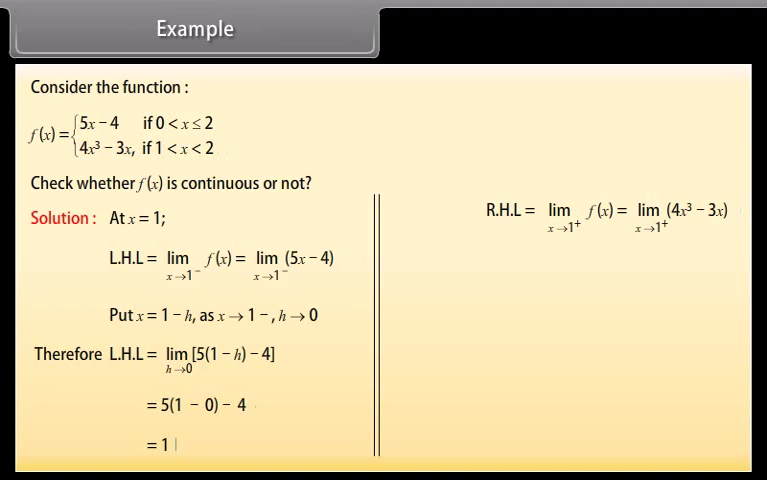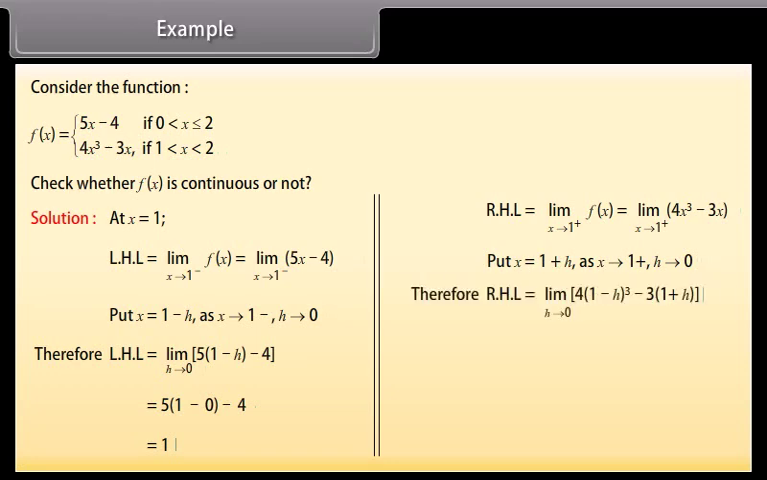Right-hand limit = limit x approaches 1 plus f(x) = limit x approaches 1 plus 4x³ - 3x. Put x = 1 + h. As x approaches 1 plus, h approaches 0. Therefore, right-hand limit = limit h approaches 0 of 4(1 + h)³ - 3(1 + h) = 4(1 + 0)³ - 3(1 + 0) = 1. f(1) = 5(1) - 4 = 1.